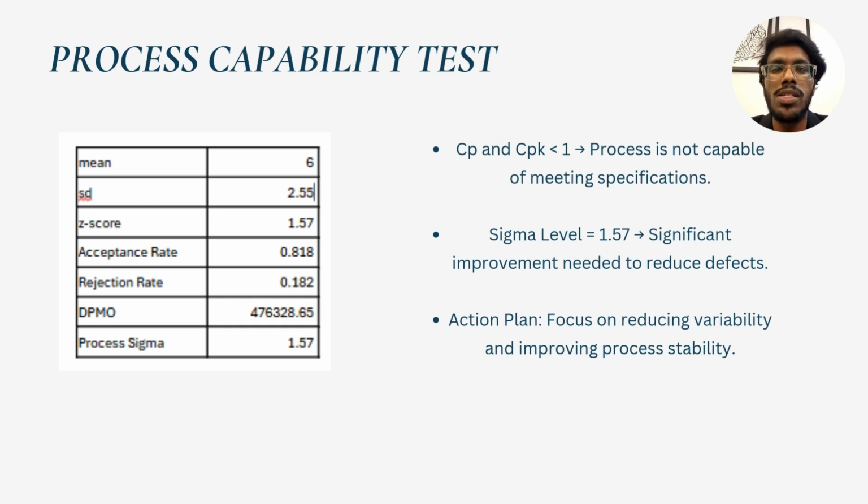To address these shortcomings, targeted efforts must focus on reducing variability and improving process stability. Strategies such as upgrading outdated equipment, enhancing maintenance protocols, and adopting advanced quality control measures can significantly enhance the process capability. So by implementing these improvements, the university can move closer to achieving their sustainability and energy efficiency objectives.